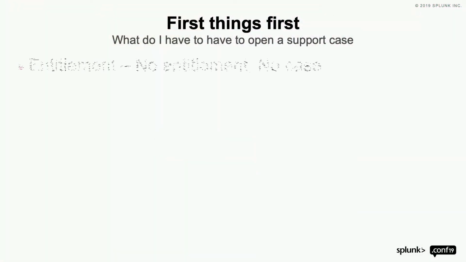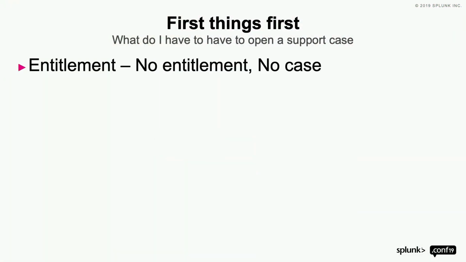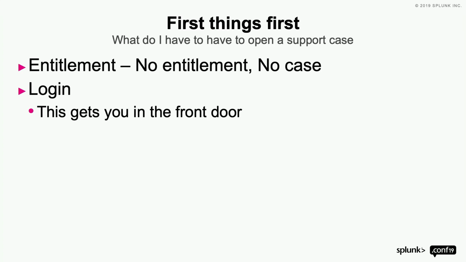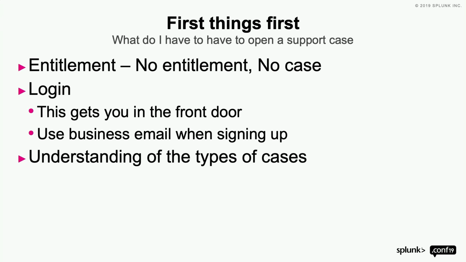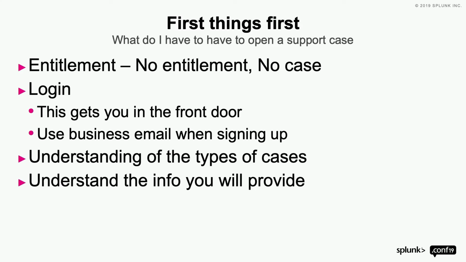Okay, we're going to talk about a few things first so that you know. Entitlements. How many do not know what an entitlement is? Okay, good. So entitlements, if you don't have an entitlement, you can't do a case. You have to have a login. That's the thing that gets you in the front door. So you want to also use your business email when you're creating your login for that, because otherwise it may not tie very well to the support case. And we're also going to talk a little bit about understanding the types of cases and understanding the information that you're going to need to provide.